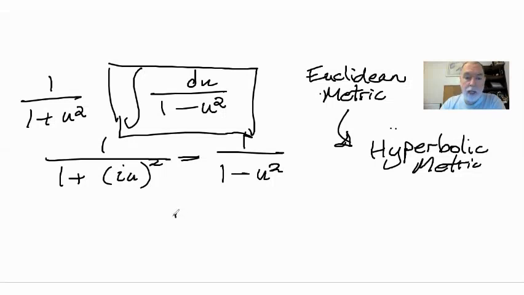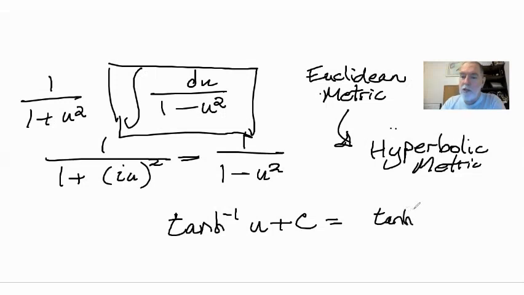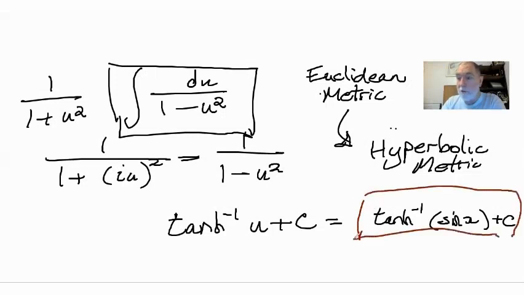So what we end up with as our antiderivative is not the inverse tangent of u, but the inverse hyperbolic tangent of u plus our constant. And then undoing the substitution, we get our final solution, which is the inverse hyperbolic tangent of sine x. Isn't that awesome? Plus c. And that is worthy of a nice special colored square.